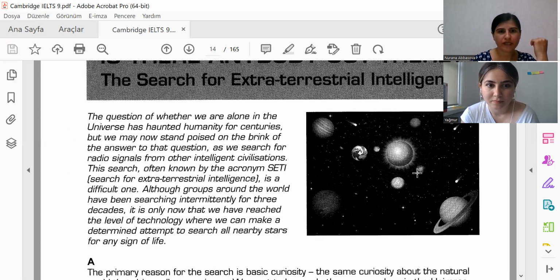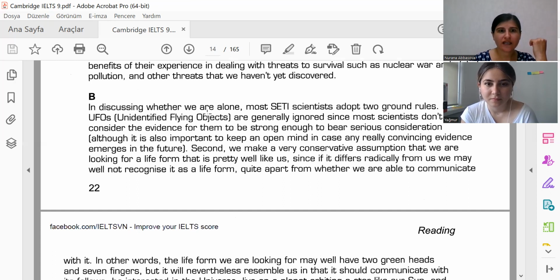In paragraph B, it says, in discussing whether we are alone, scientists adopt two ground rules. There are two main rules. The first one is generally ignored. We ignore it, that there is evidence. Scientists say that there is no evidence. We don't have any proof. That's the first one. That's why we assume that it can be like this.